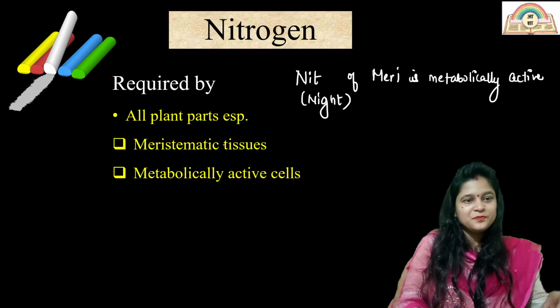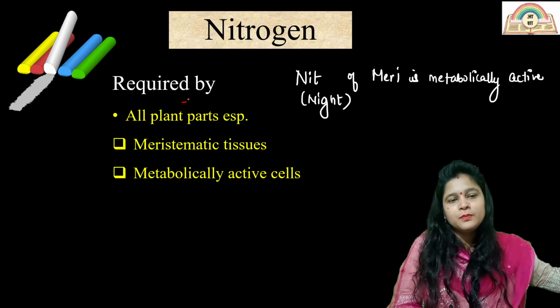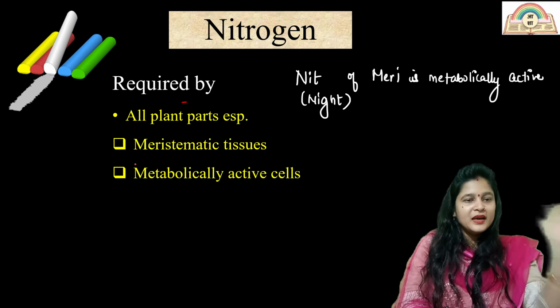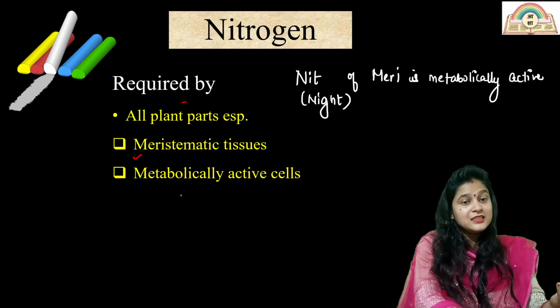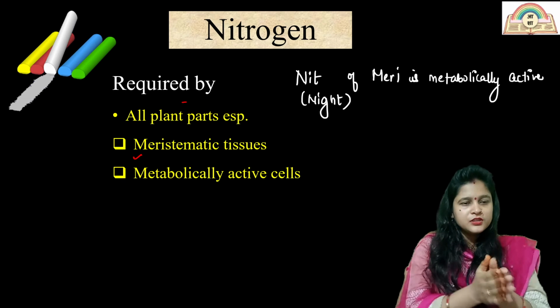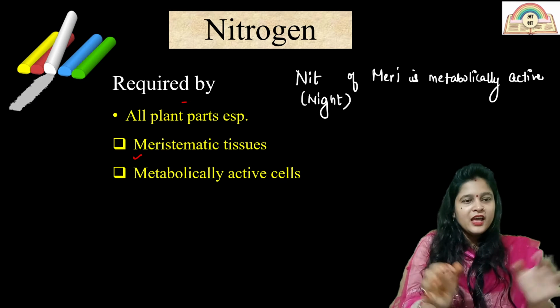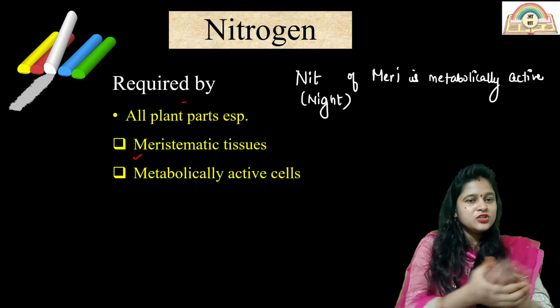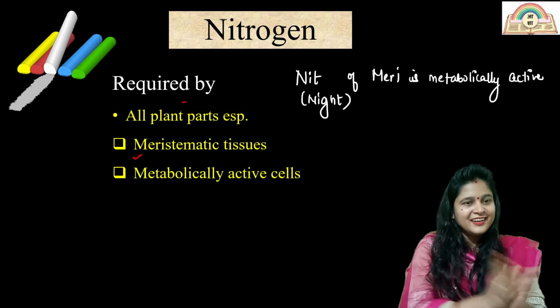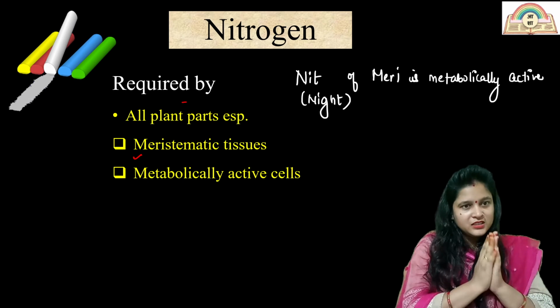Now it is required by all parts of the plant, but especially meristematic tissues and metabolically active cells. Means the cells in which a lot of reactions are going on, that is metabolically active, and meristematic tissue means in which cell division is going on at a great rate. Now, in these two tissues, right?